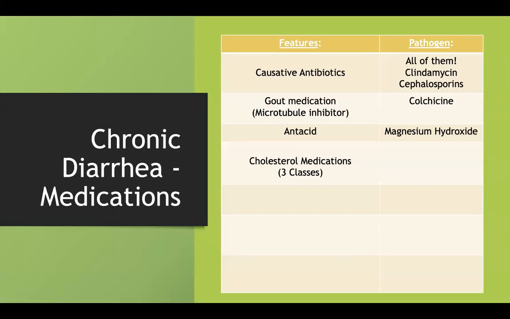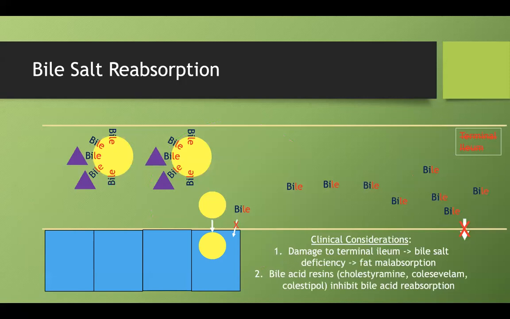There's a few different classes of cholesterol meds that can cause diarrhea. The main ones that they want you to know are bile acid resins, ezetimibe, and fibrates. Bile acid resins we've talked about before, in the small intestine and the colon section.